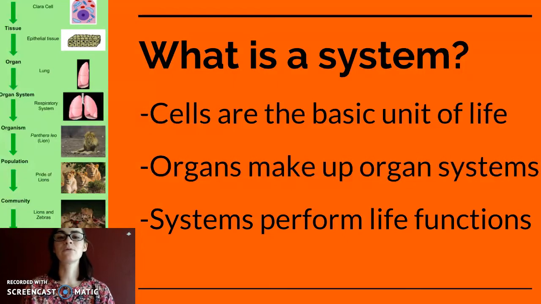So, for example, your heart is an organ, and it is part of the organ system called the circulatory system, and it allows blood to travel throughout your body. Another example would be the digestive system, which includes organs such as the esophagus and your stomach and your small intestine and your large intestine, which all allow you to get nutrients from the food you consume.